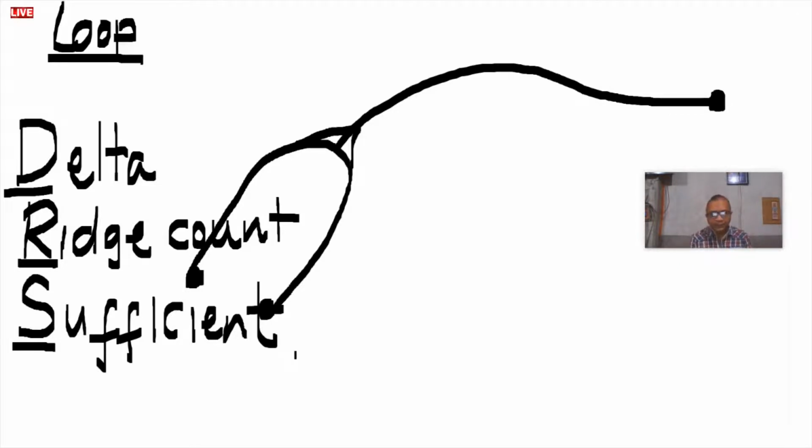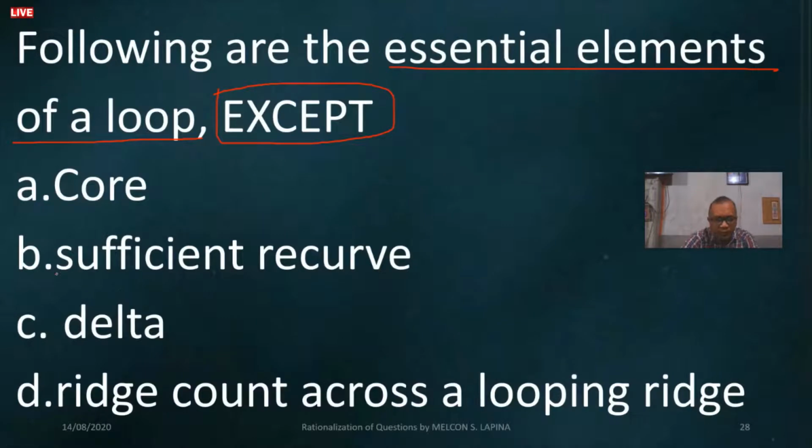Balikan natin ang question. We have sa S, we have D, and then we have R, ridge count. So, therefore, ang answer natin ay letter A. Although, people, don't get me wrong, meron talagang core naman sa loop. Pero we are talking here of essential. In other words, ang core ay given na yan. Nandiyan na talaga yan. That is already part of the loop.